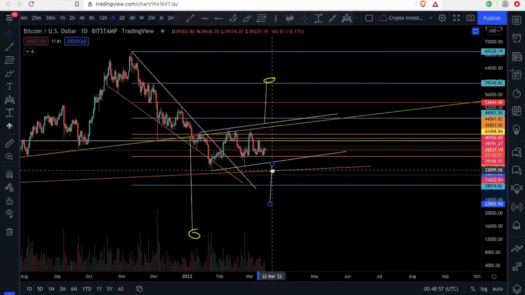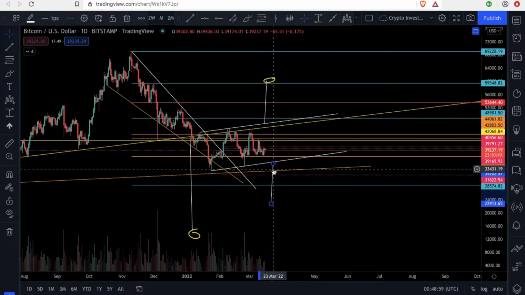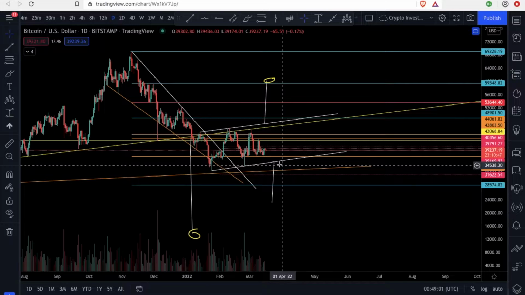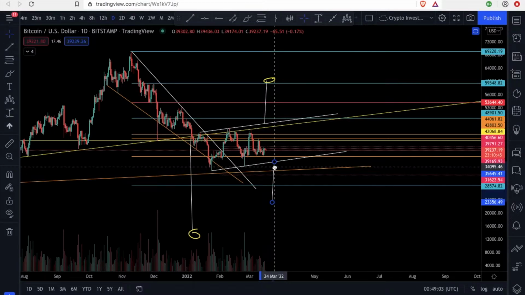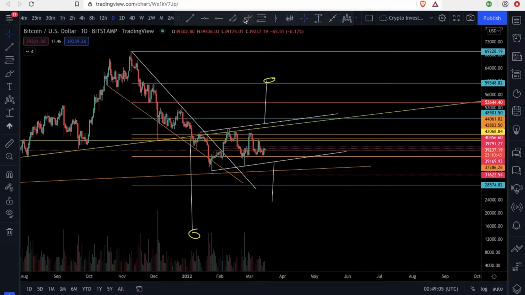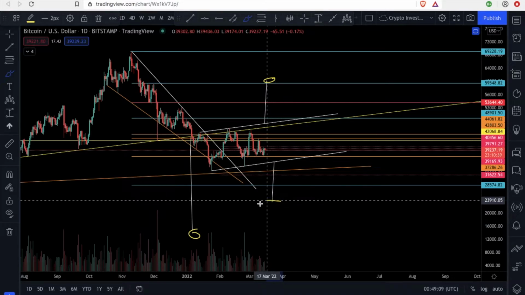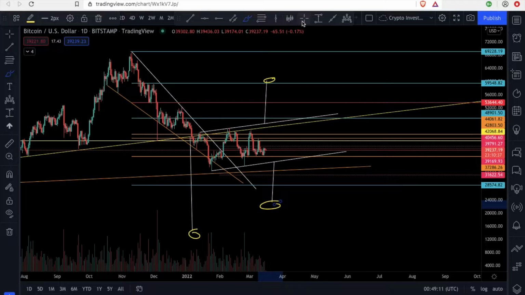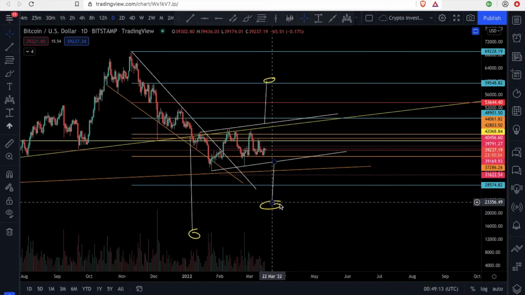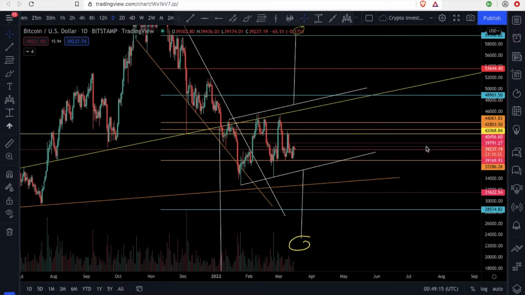If it breaks down, if it loses the support, the technical price target for that pattern will be all the way down around here, this $23,500 level right there. That will be the price target if it breaks this support.